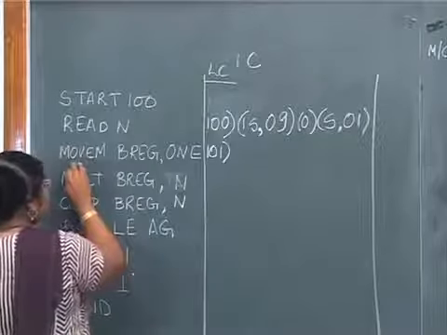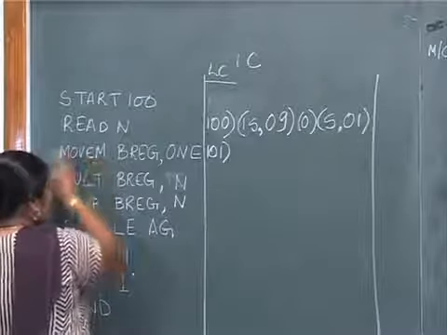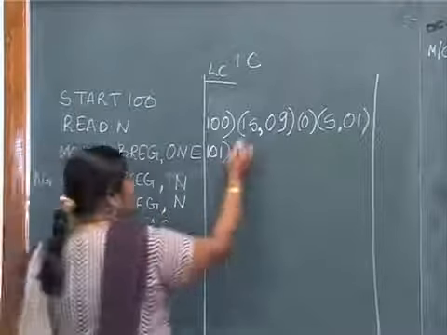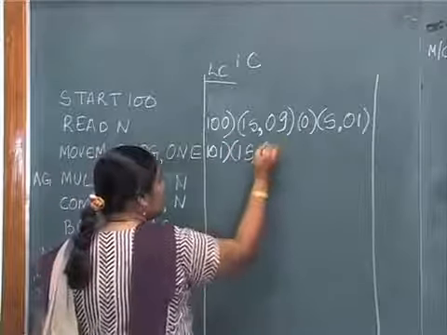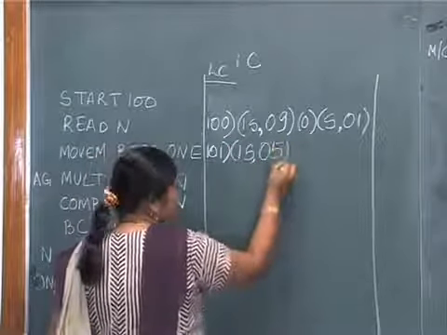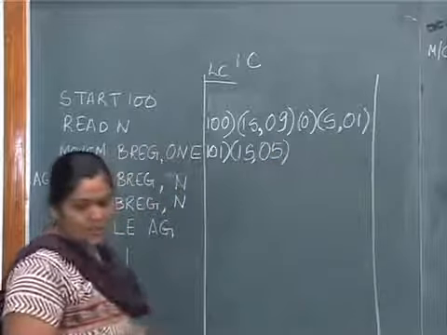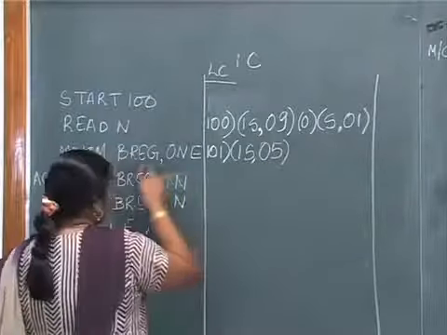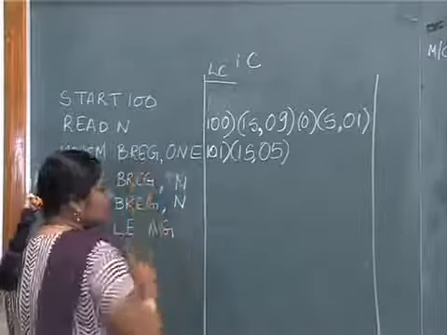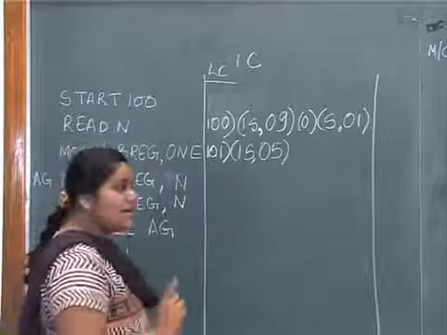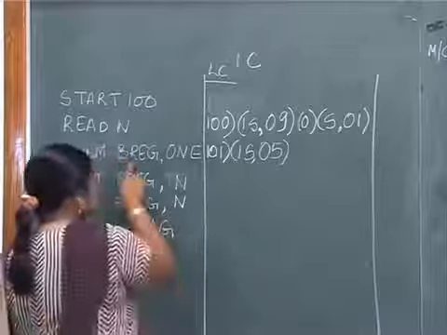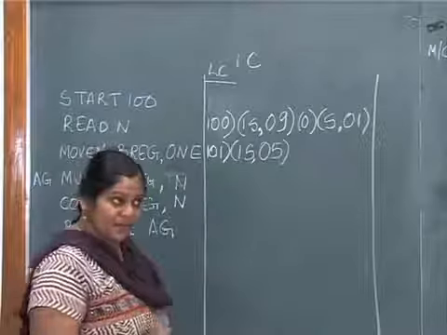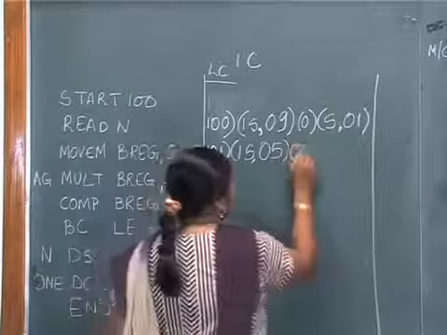Next is a MOVER instruction, a mnemonic opcode. It is also an imperative statement, and its instruction opcode is 5. So we write IS comma 05. Now the first operand is a B register. Like I mentioned, a single digit is used to represent the first operand. Since it is the B register, we are going to write 2.